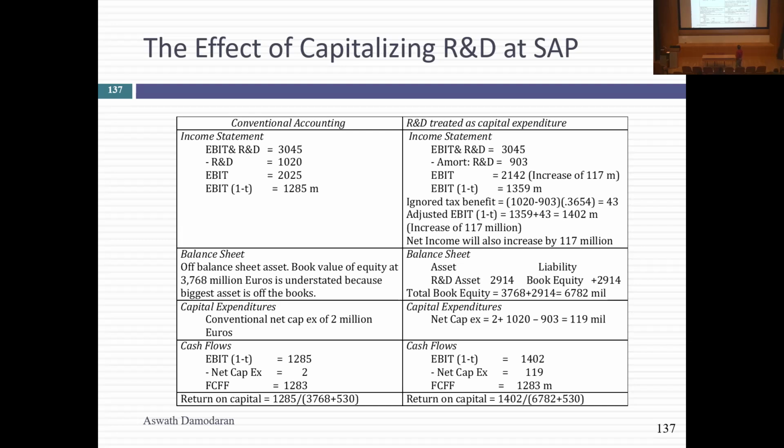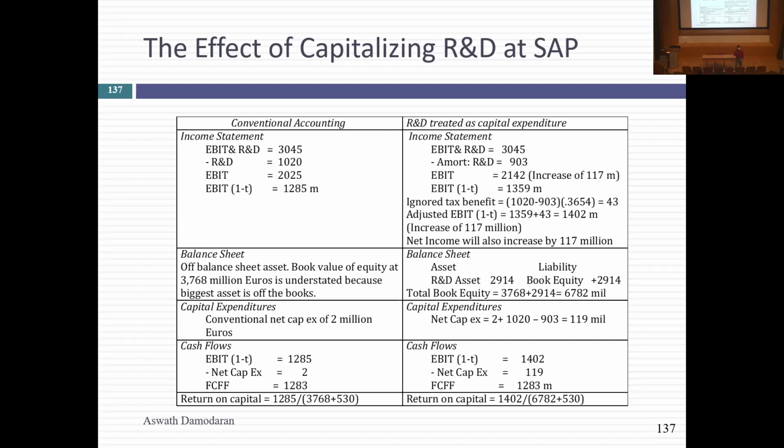I'm sorry. Oh, this 1402? Yeah. Basically, it's a 1402 right here, right? So basically, what I'm allowing for is that the way companies are allowed to treat R&D gives them a tax benefit. Because instead of just subtracting out the depreciation part of the amortization, that's what the extra 43 million is. So the 1402 is the correct after-tax operating income with the tax benefit built in. Okay.